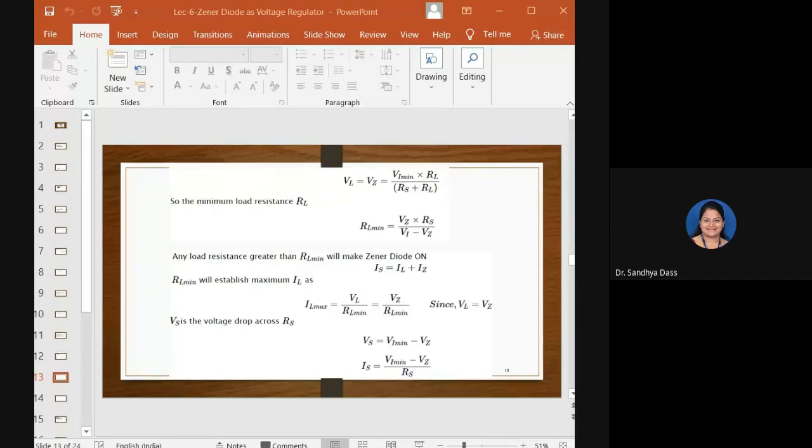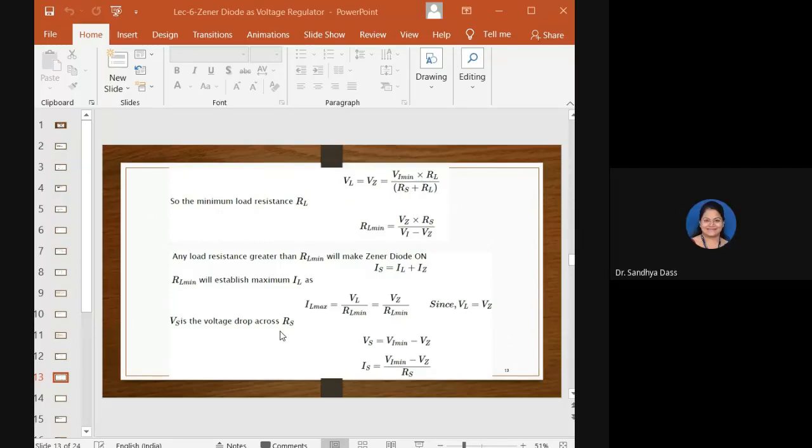Okay, Ashwija, continue. You were answering. Ma'am, because the V input is kept constant, right? So there will be a constant series current flowing. So the only factor that is left is Zener current. So that should decrease. Yes, exactly. You're right.